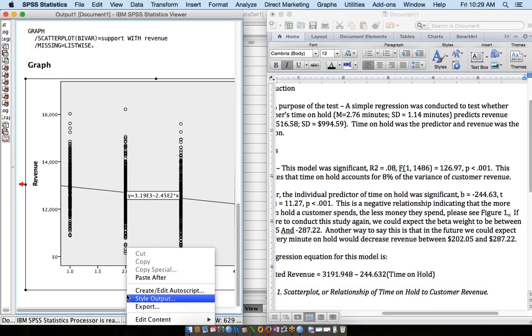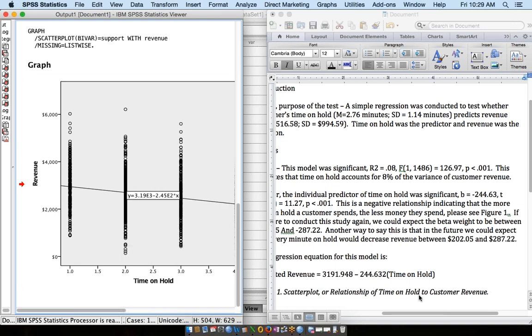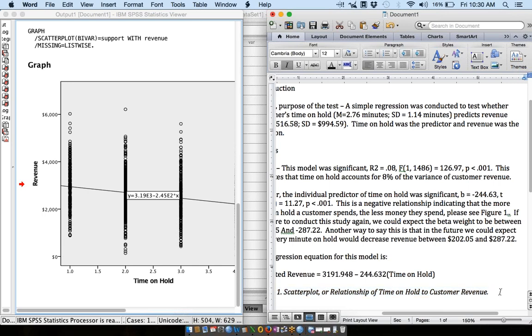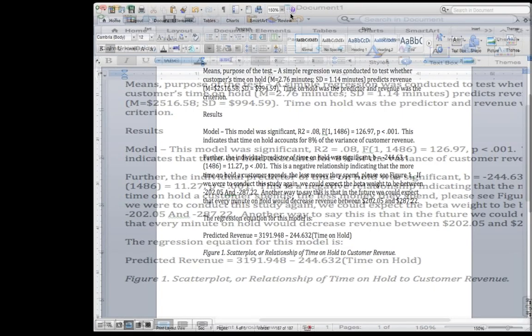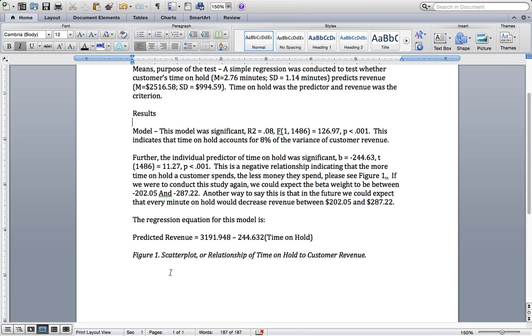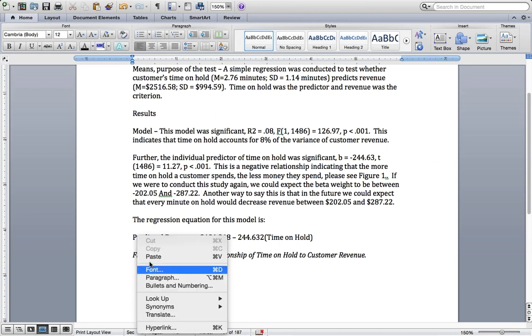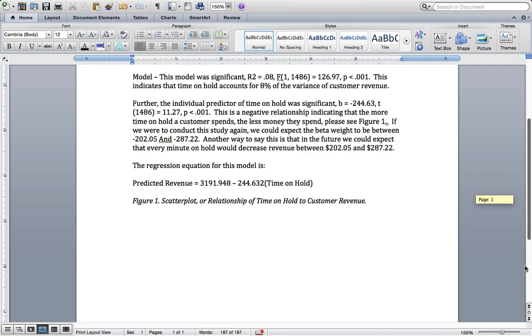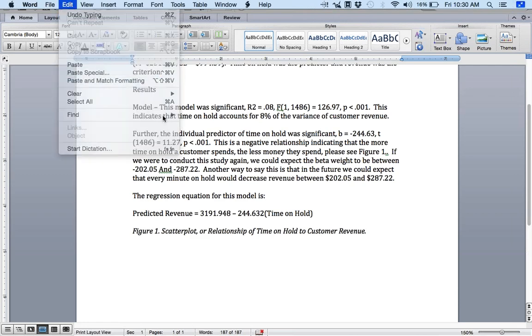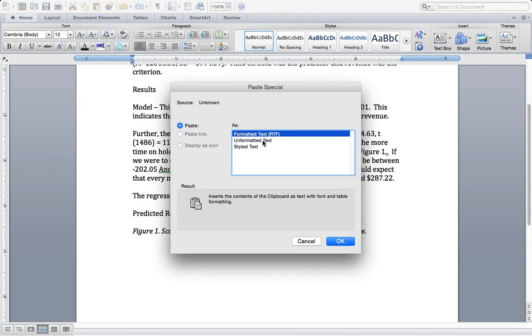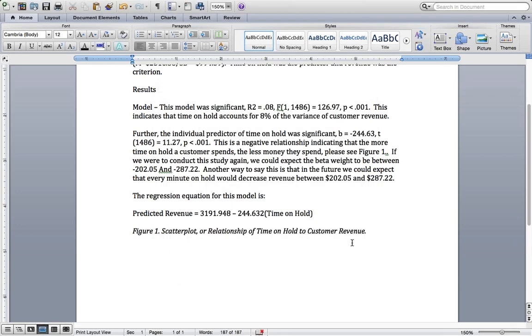I'm going to copy this. Copy. That may be on the next page now. All right, I'm having trouble copying it.